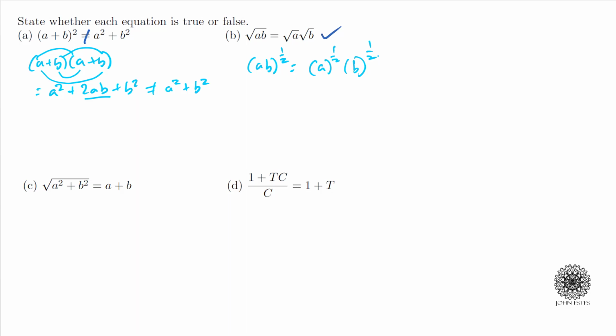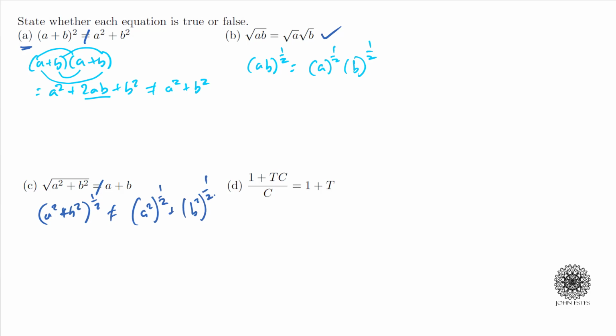Alright, part C. Square root of (a squared plus b squared) equals a plus b. And we're going to say that is not true. No, you cannot distribute a square root. In the same way that part A doesn't work, you can't distribute a square, you can't distribute a square root. This is (a squared plus b squared) all to the 1/2 power. That's not the same as saying a squared to the 1/2 plus b squared to the 1/2, which is what they wanted us to say.